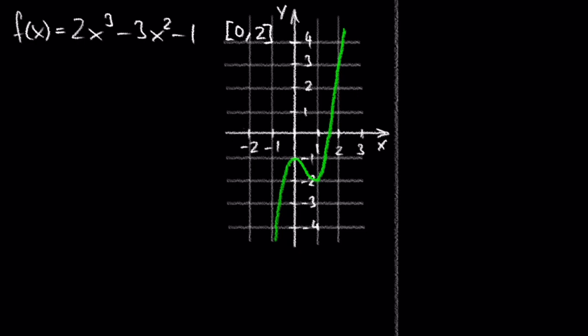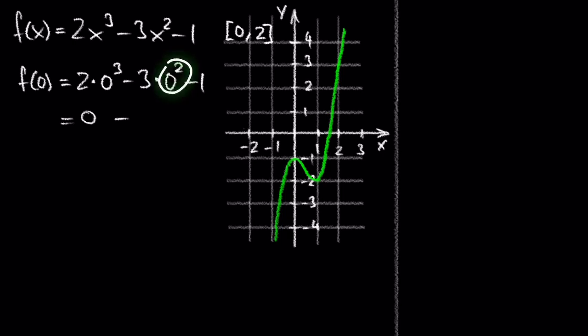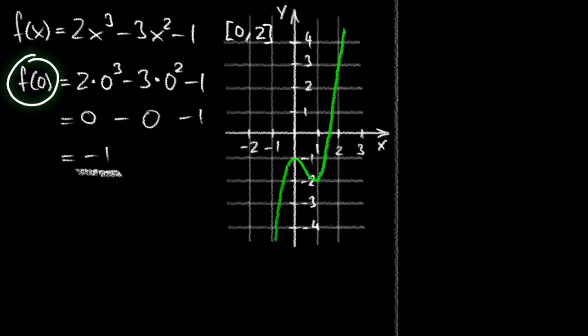That's pretty simple. When we plug in 0 into the function, we get 2 times 0 cubed minus 3 times 0 squared minus 1. 0 cubed is 0 times 2 is 0. 0 squared is 0 times 3 is 0. What's left over is negative 1. So when we plug in 0 for x, we get negative 1.